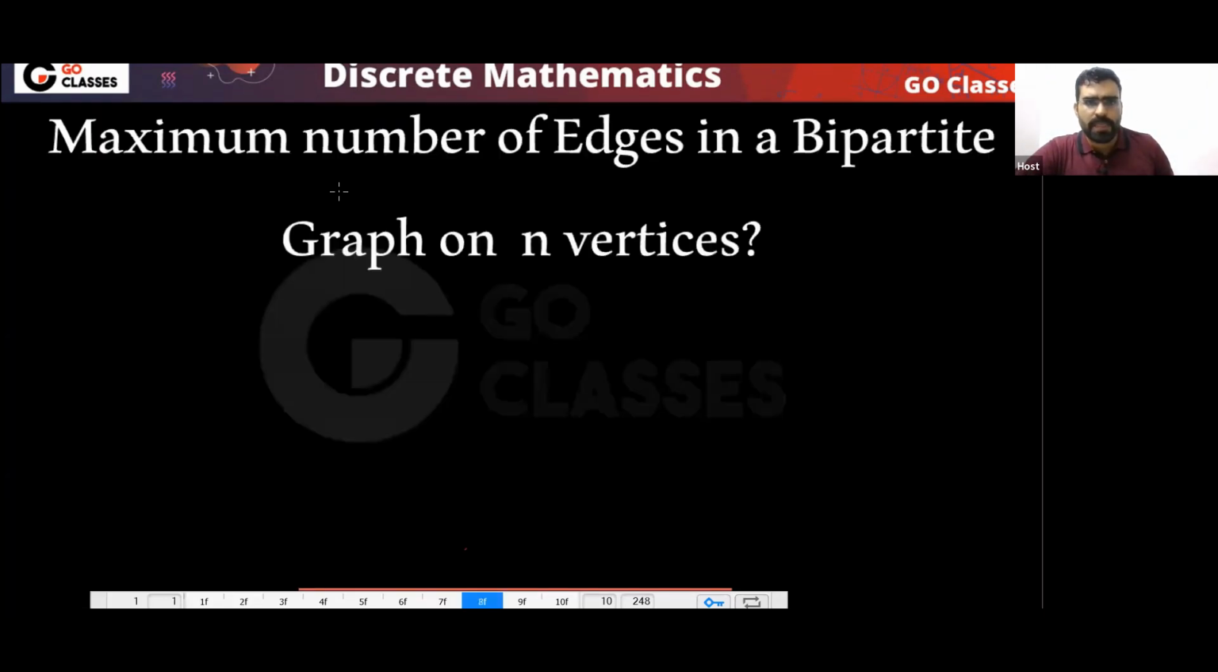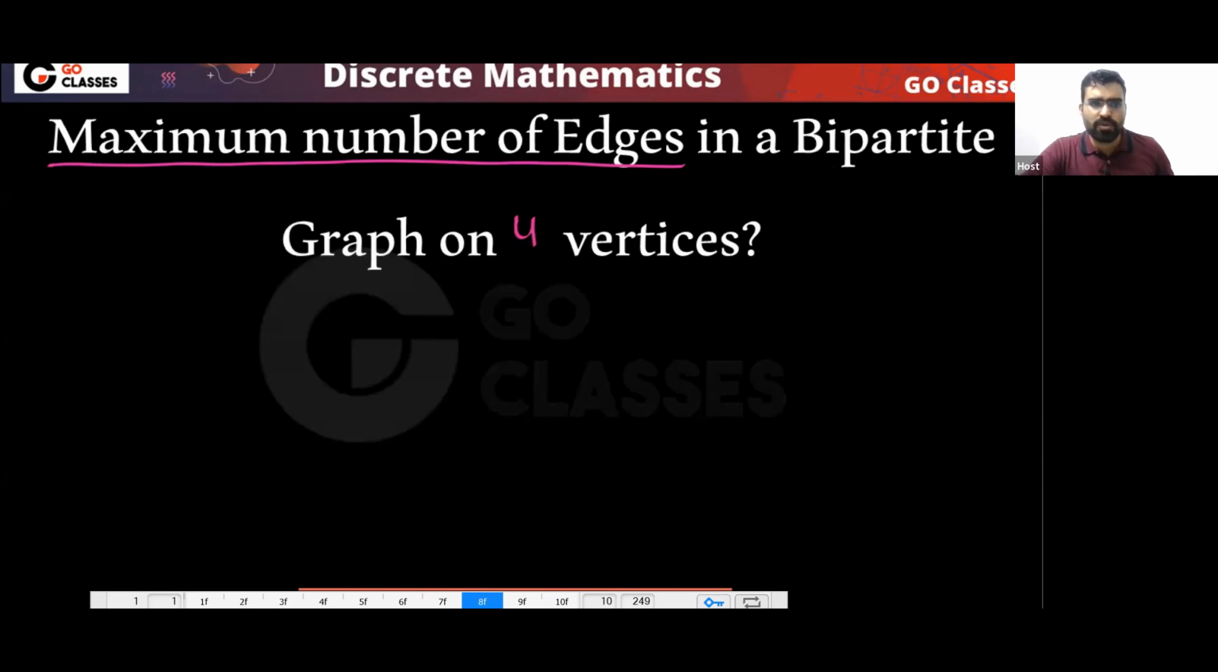Now the question is the maximum number of edges in a bipartite graph on n vertices. What do you think? What is the answer? For example, if I ask you what is the maximum number of edges possible in a bipartite graph on 4 vertices, then what will that be? Tell me one thing. What information is unknown in this question? We want the maximum number of edges, but what information is unknown?